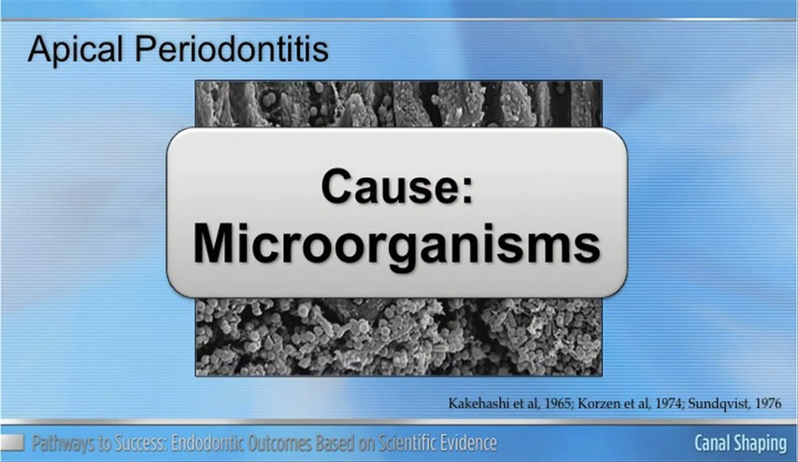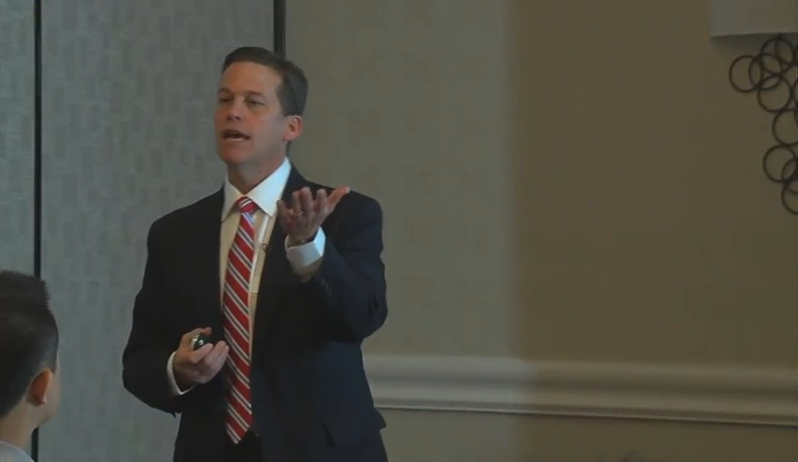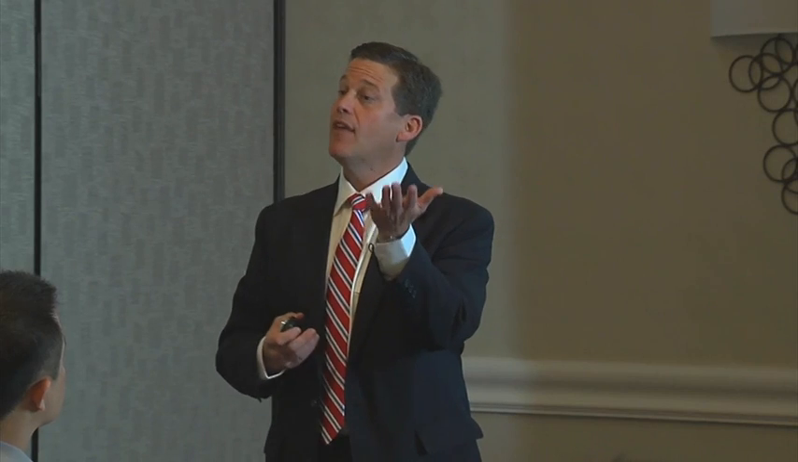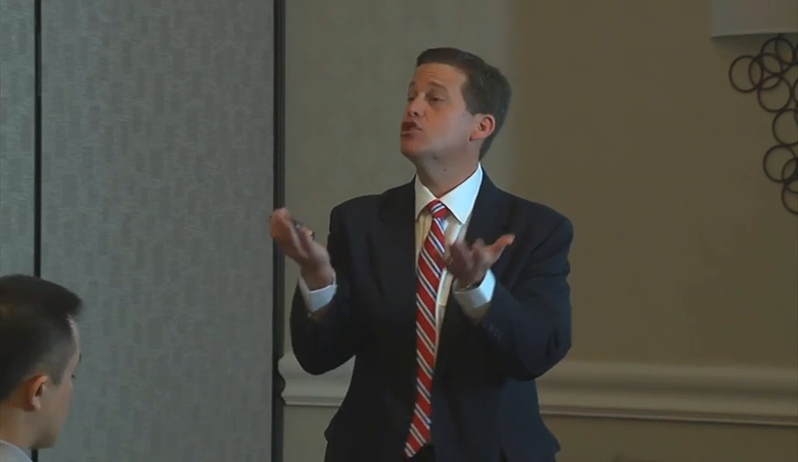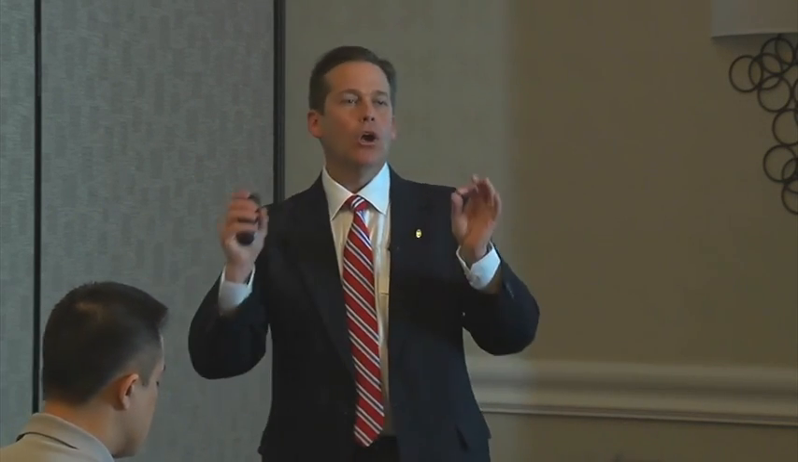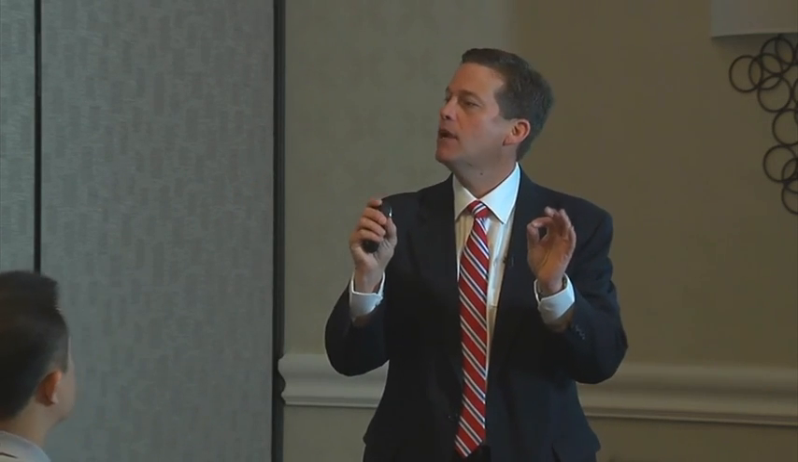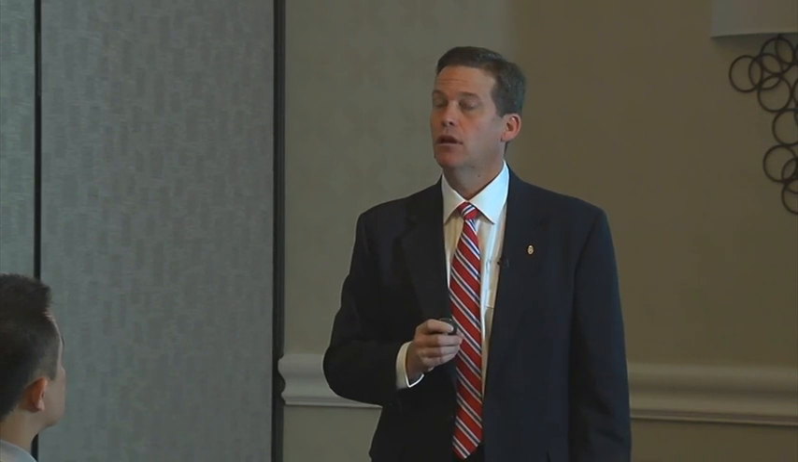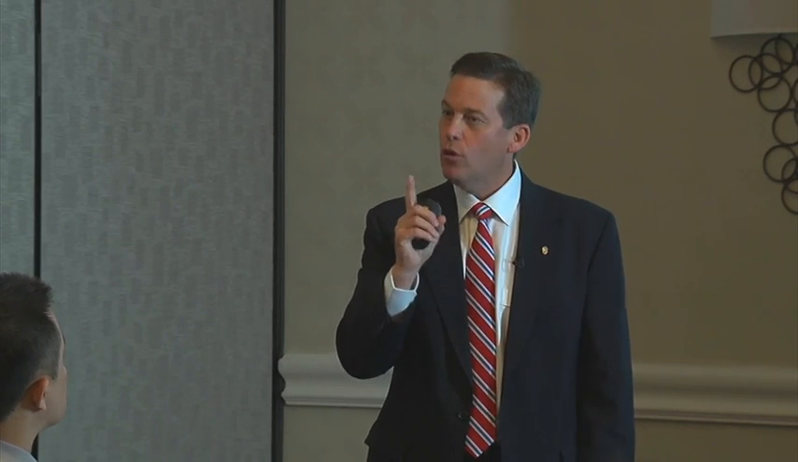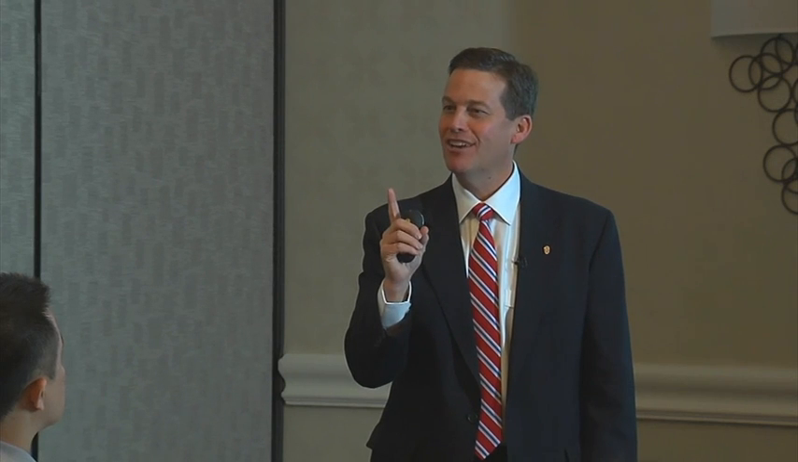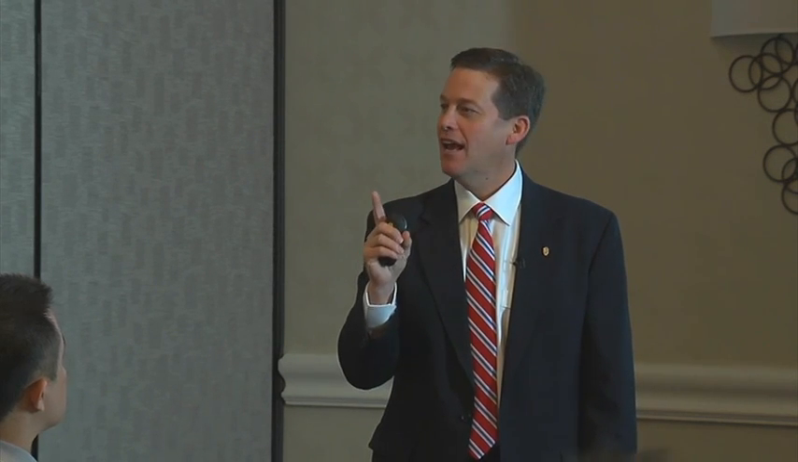We also have to look at the real literature, and the real literature is right here. In 1965, Kakahashi got a hold of germ-free mice. He took 25 germ-free rats, and what he did was he exposed their pulps. Now that was compared to approximately 15 conventional rats that had bacteria. Exposing both pulps, it's probably not a surprise. Those that were conventional with bugs all developed inflammation and lesions. The crazy thing was, those that were germ-free never had inflammation and never formed a lesion.